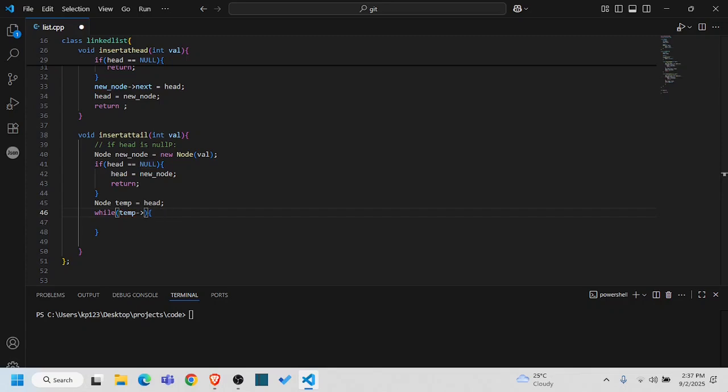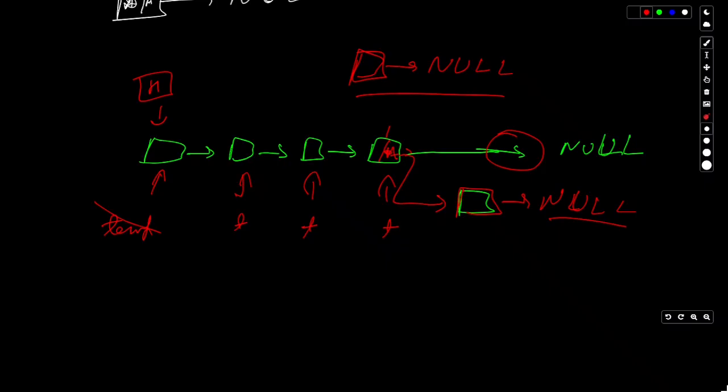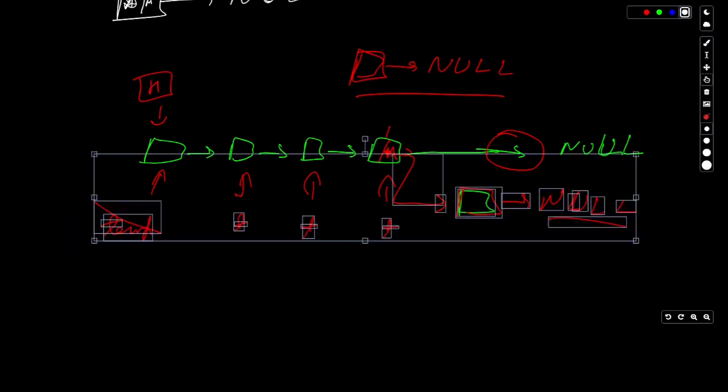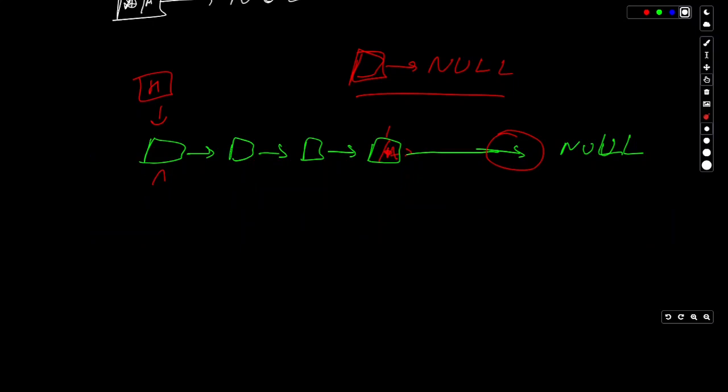Temp's, what am I doing? Temp's next should not be equal to null. If temp's next is not equal to null, then we will be moving forward and forward. If I try to visualize this, let's say we are over here. Now since our temp is over here, and temp is holding the value of this particular node, and the next of this node is another node, it's not null.